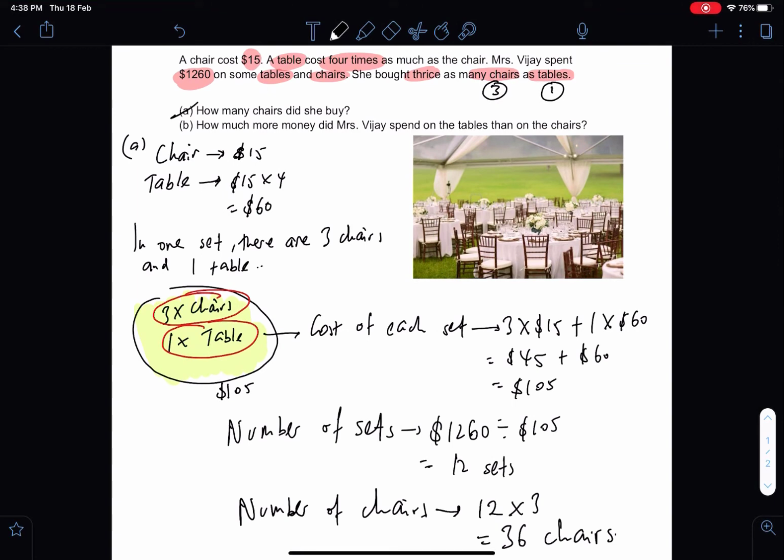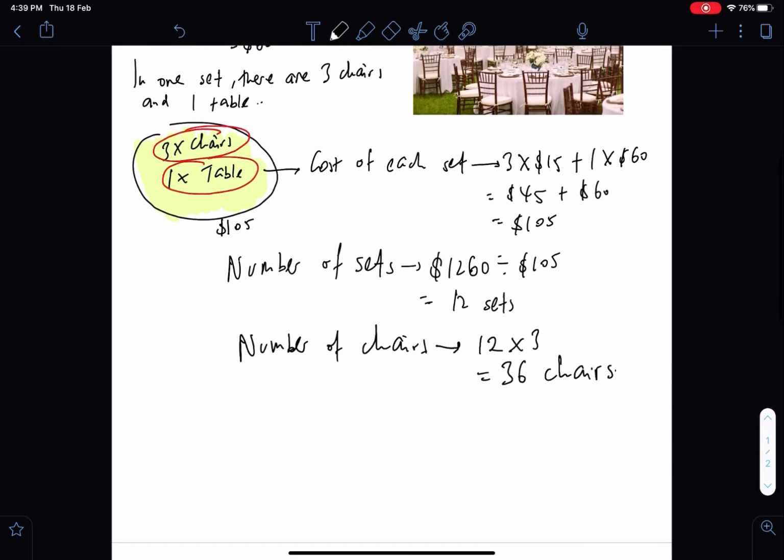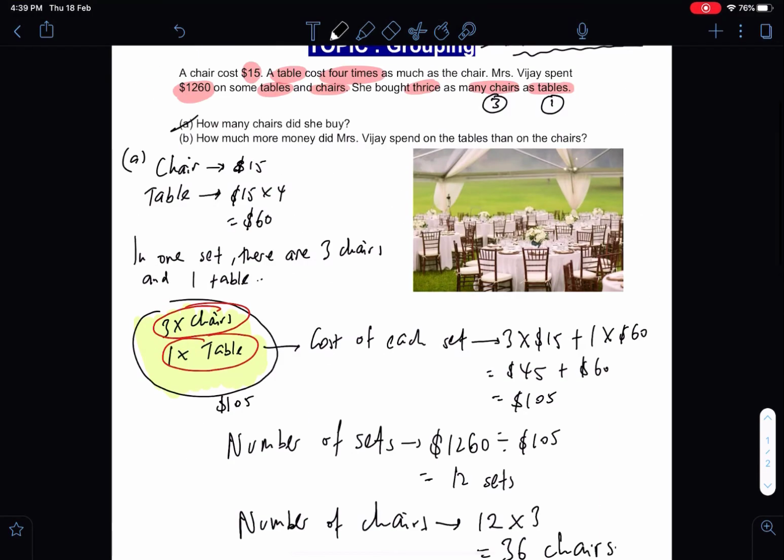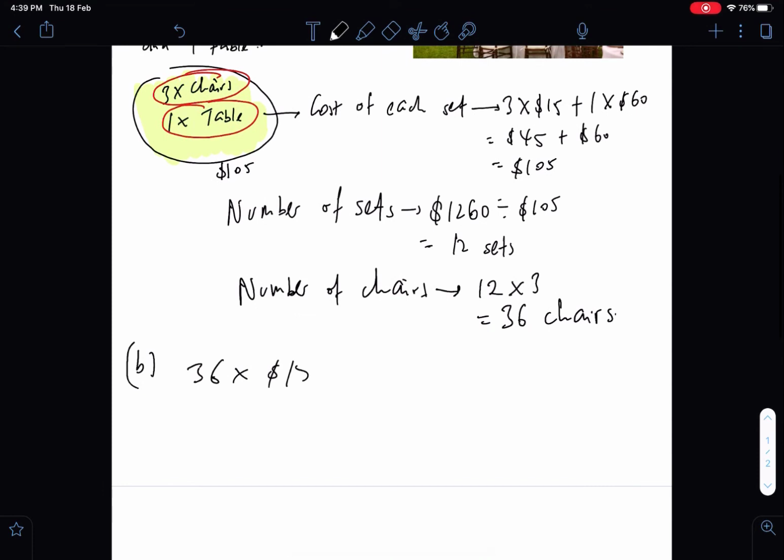Next one, how much more did Mrs. Vijay spend on the tables than on the chairs? Now, let's see how much money she spent on the chairs first. 36 times... what is the cost of each chair? $15. 36 times 15 is $540. This is for the chairs.